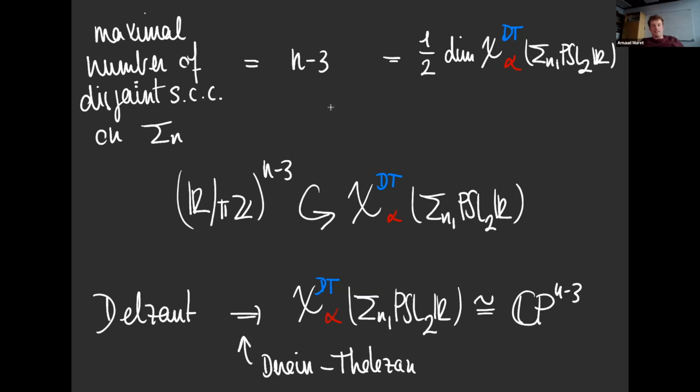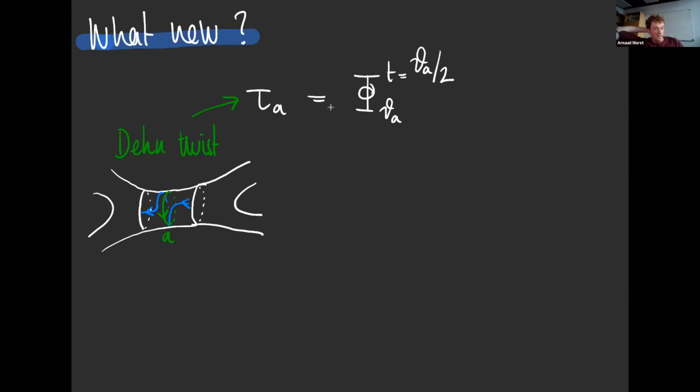Okay, so now we have this identification. What do we do with this identification? Well, I told you at the beginning, there is this interesting action on the character variety, which is the action of the mapping class group. So in this case, the mapping class group of the punctured sphere.